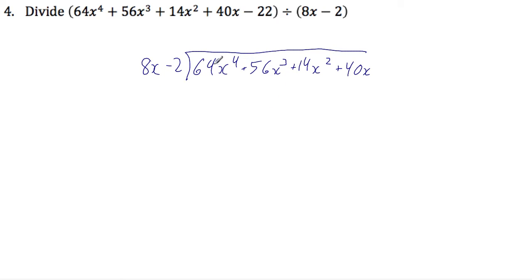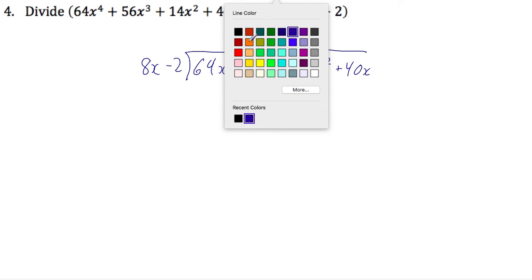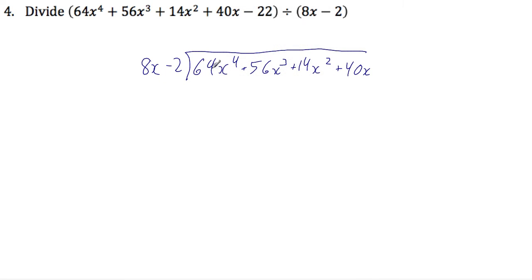So when we divide the first term by the first term, we'll change up the colors here. 64x to the 4th divided by 8x is 8x to the 3rd. Because it's x to the 3rd, I put it in the x to the 3rd column. And now I take this and multiply by the divisor out front. So I get 64x to the 4th, and 8x to the 3rd times negative 2 is minus 16x to the 3rd.